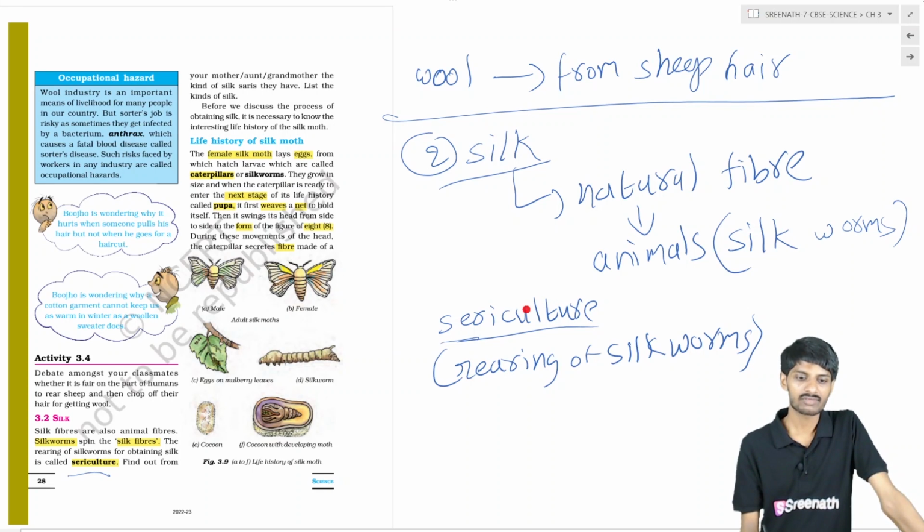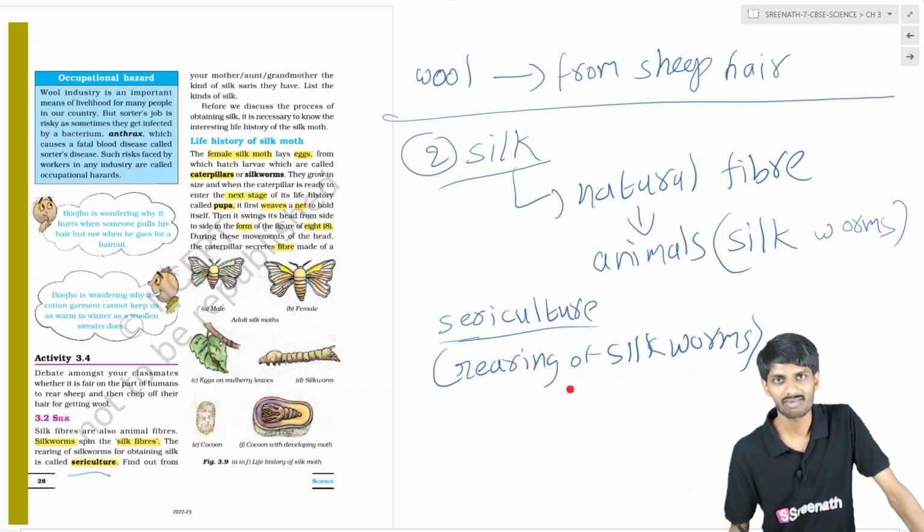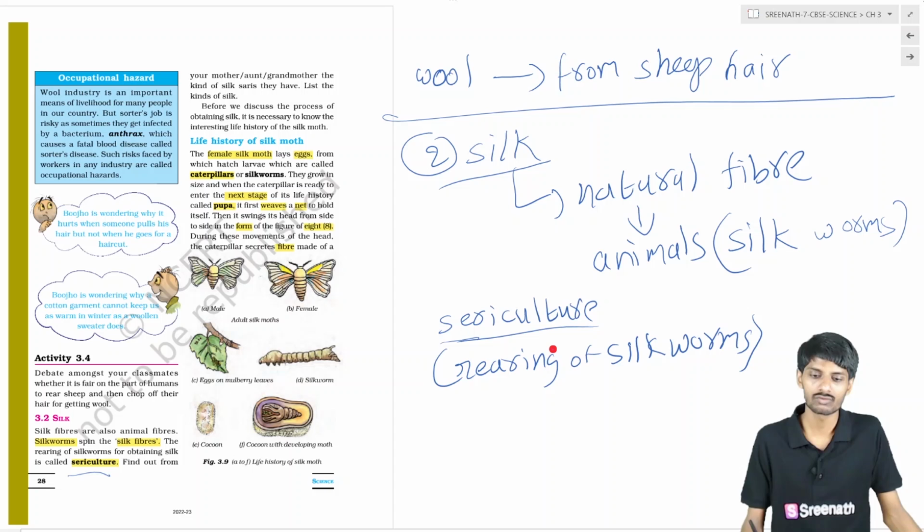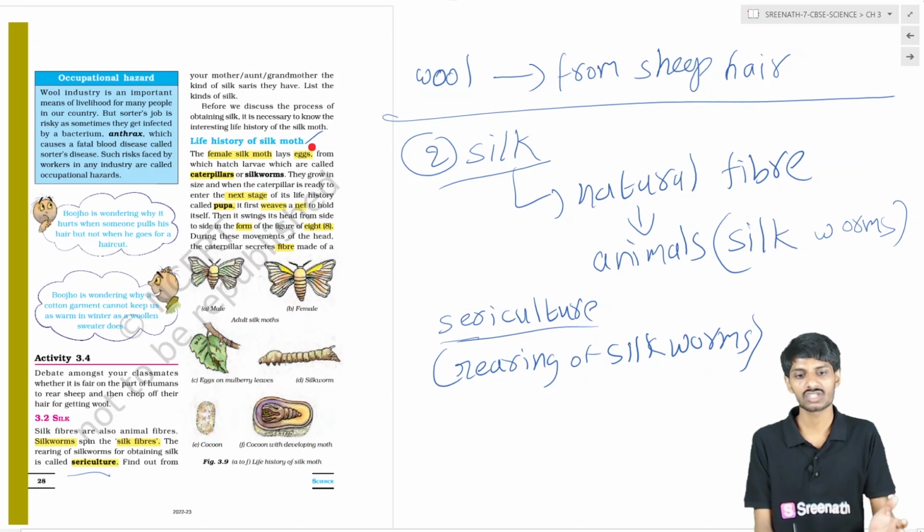Okay students, after that, what happened, we will see. First we will rear the silkworms, and after that, in several steps, we get the silk. Before going to it, we have to first understand the life history of the silk moth. So what is the life history of the silk moth?